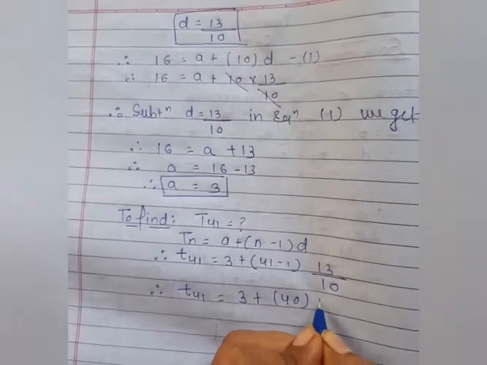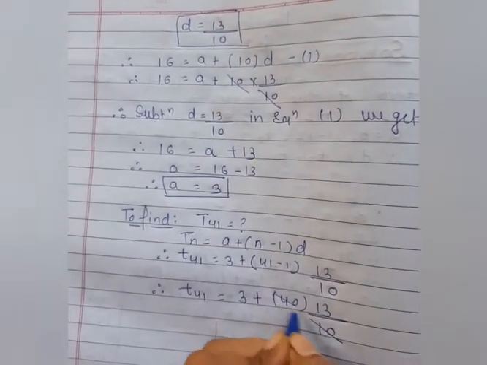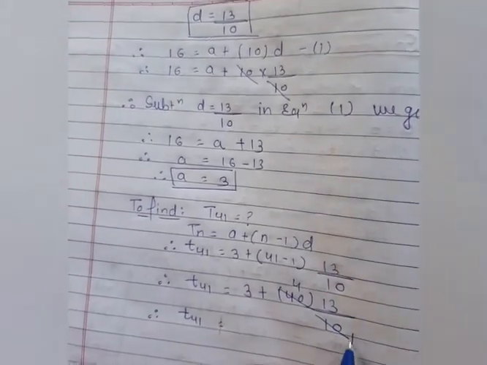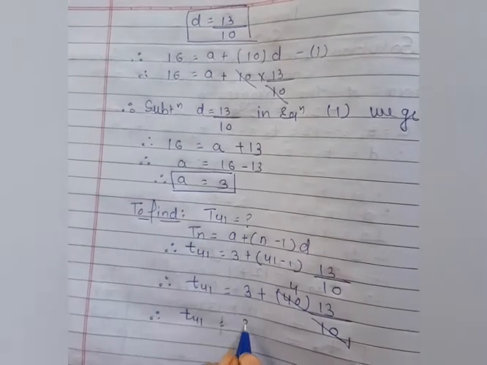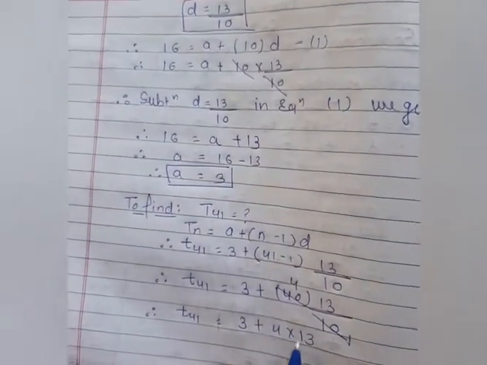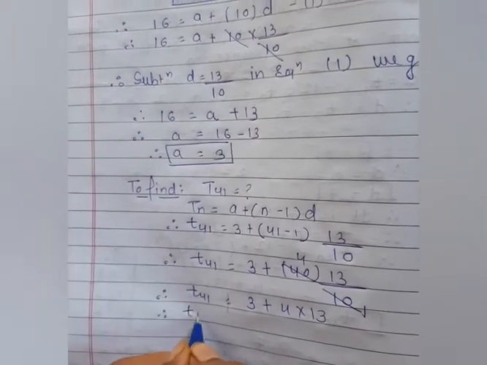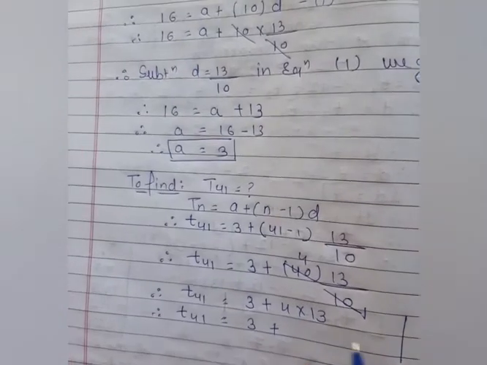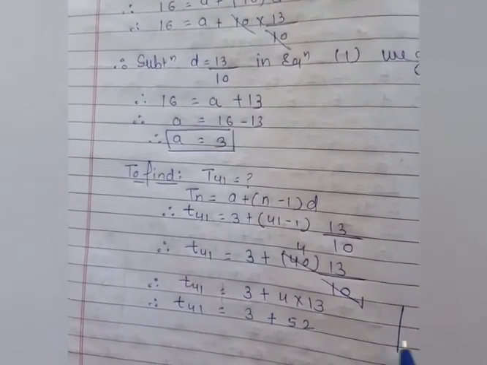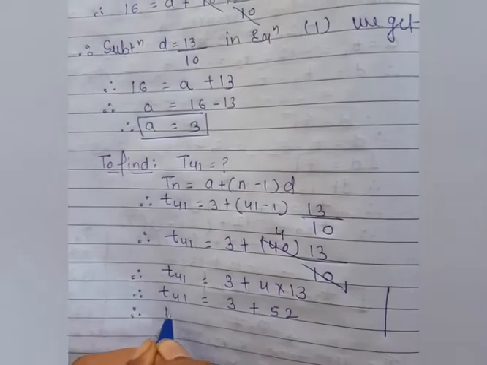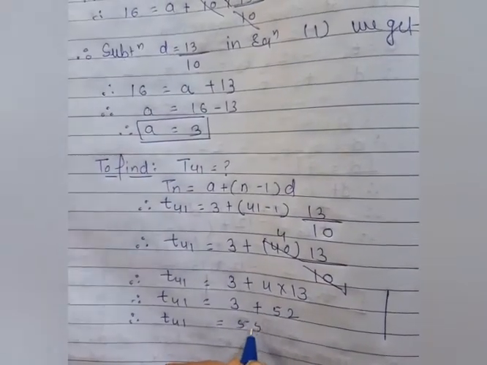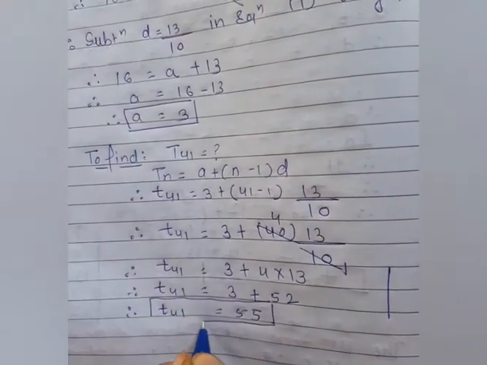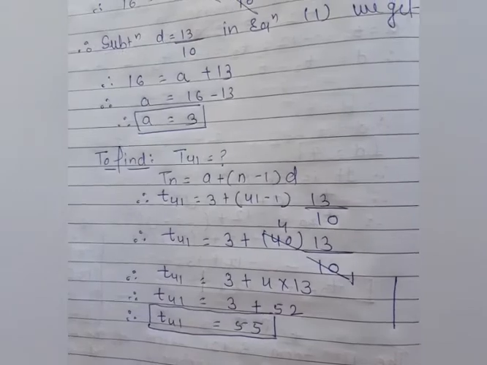So T41 is 3 plus 40 into 13 by 10, and here the cancellation: 10 ones are 10, 10 fours are 40, so that is 3 plus 4 into 13. So here we are getting T41 is 3 plus, and 13 fours are 52, as you know very well. So T41 is 55. It means the 41st term value is 55.